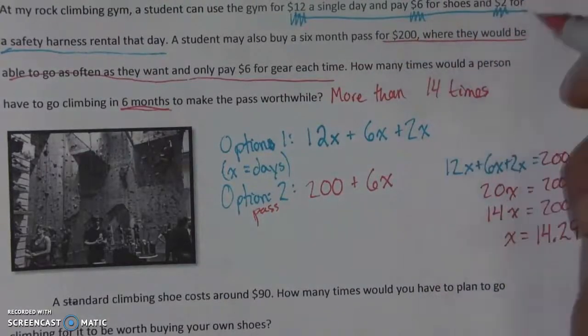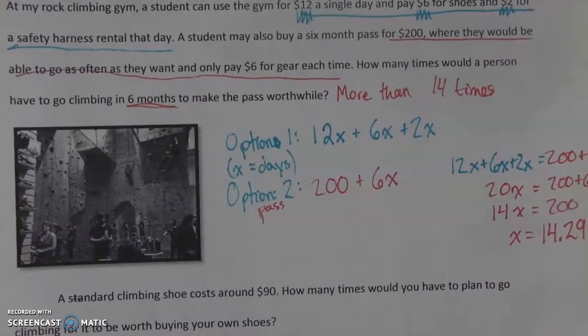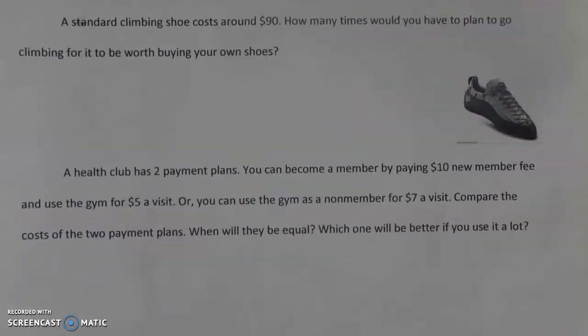And then that would be up to you. Are you going to go 14 times climbing in half of a year? For me, the answer is yes. For you, the answer might not be. And that can determine how your payments go. Now that leads up to a follow-up question that's going to be very similar.